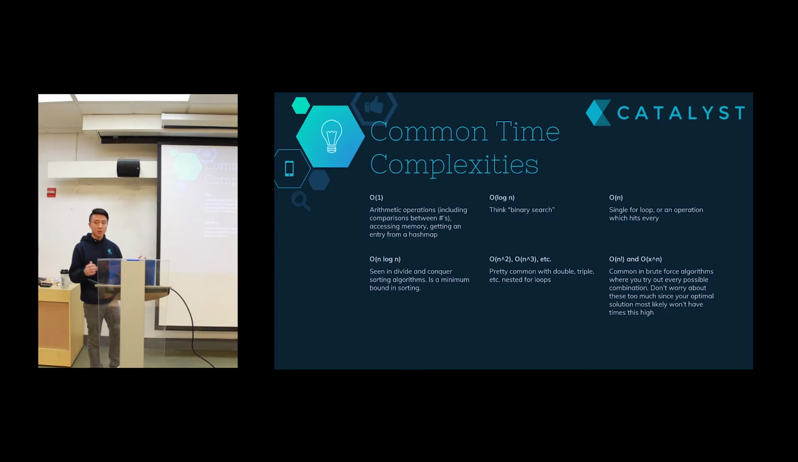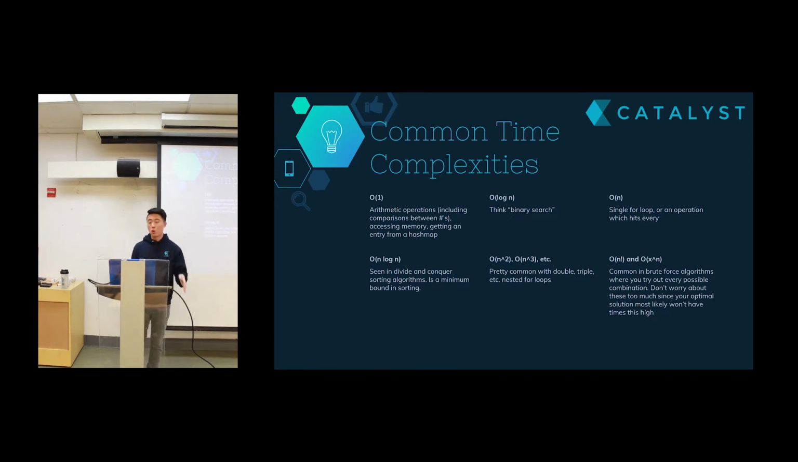These time complexities are things that you should have in the back of your mind, because I think for a lot of people, having a concrete example of certain time complexities is really going to help. So at your fastest operations, your constant time, or O of 1 operations, you have arithmetic operations, which includes comparison between numbers. That is your divide, your mod, your addition, subtraction, your bit operations. This also includes accessing memory or getting an entry from a hash map.